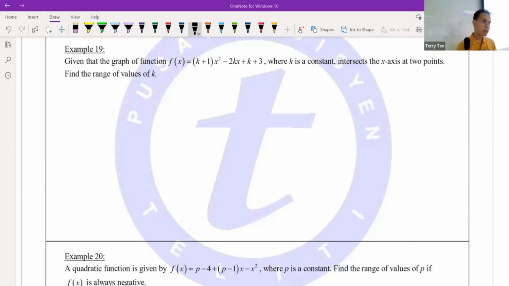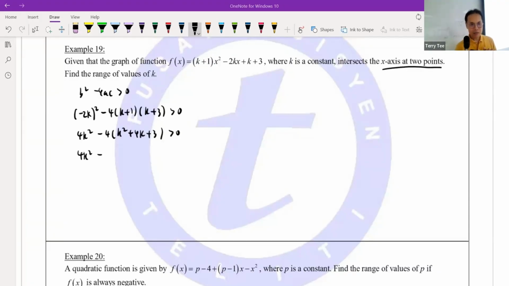Expand this bracket. Ryan, are you okay? K squared plus 4k plus 3 more than 0. Expand the bracket. 4k squared. We expand this, 4k squared minus 16k minus 12 more than 0. Can we cancel this too? Cut. Right. So minus 16k more than 12. When you divide them, change the symbol. 12 can divide by 4. 16 can divide by 4. This is 3 over 4. Change the sign. K is less than negative 3 over 4.